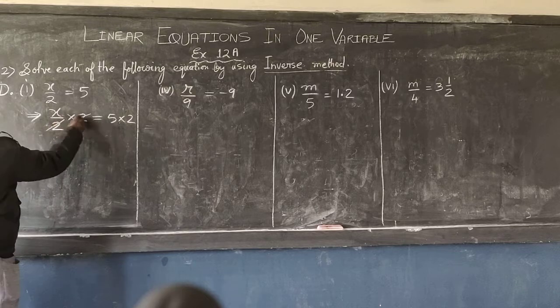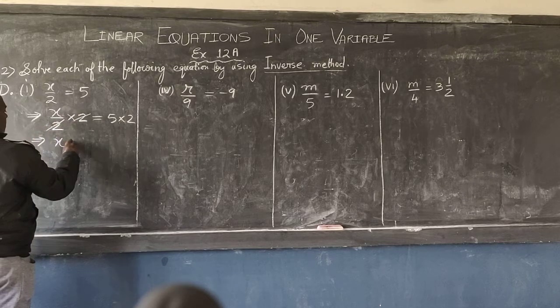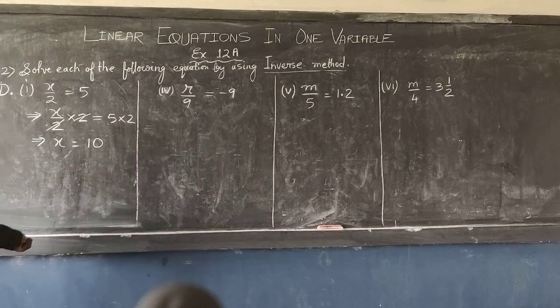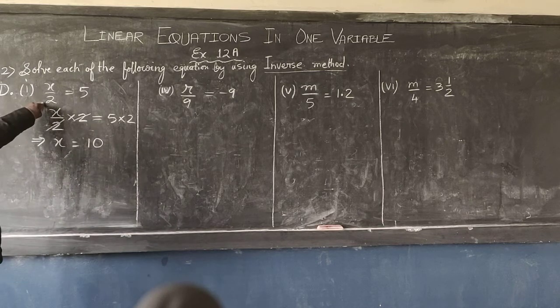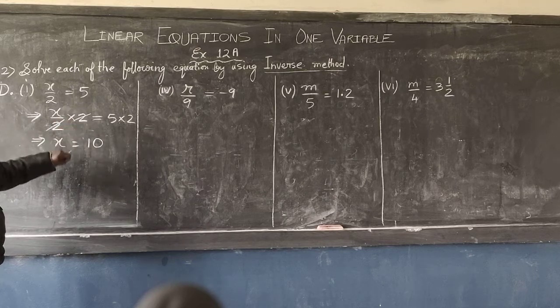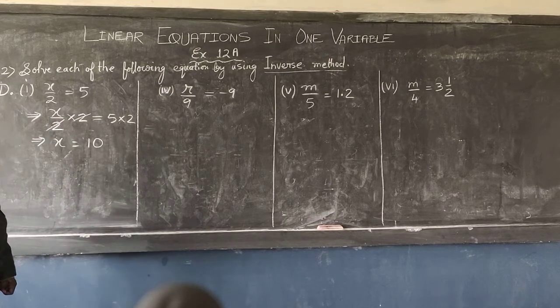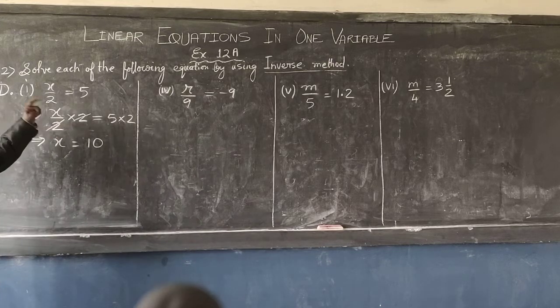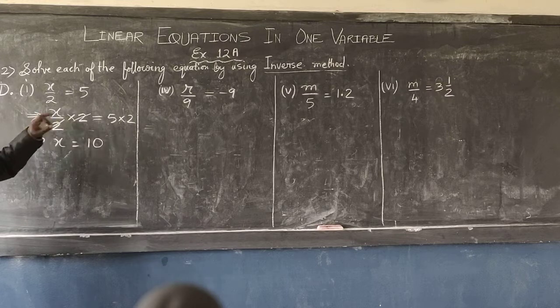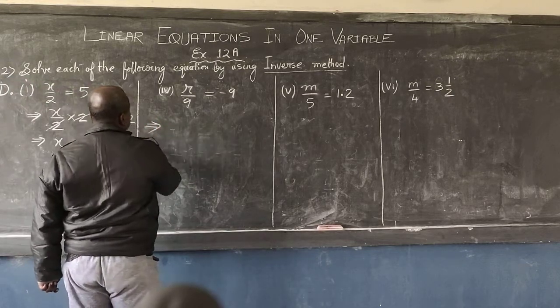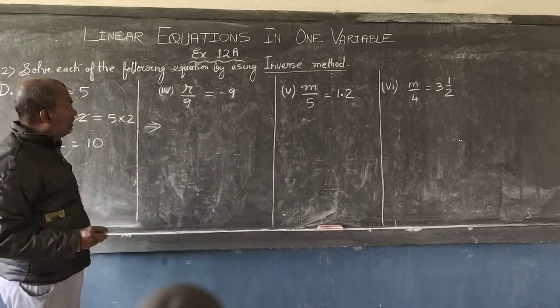So now what will happen? 2 and 2 will cancel each other. Only x will remain, and here 5 times 2 is 10. As simple as that. So to remove divided by 2, we have given a multiplied by 2. Earlier, if there was multiplied by 2 with x or y, then to remove that we gave divided by 2. Here it is given divided by 2, so to remove that we give multiplied by 2. Again here also the same thing.